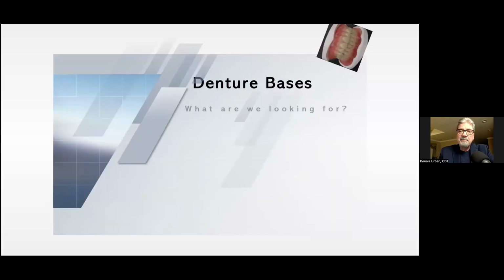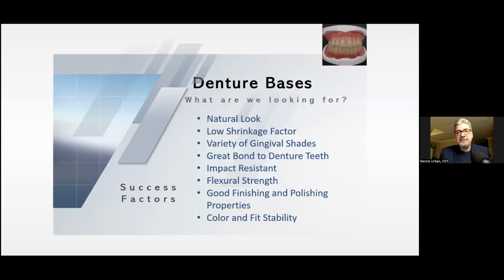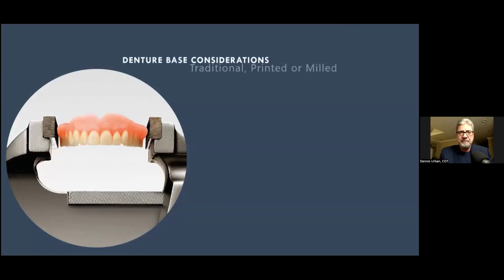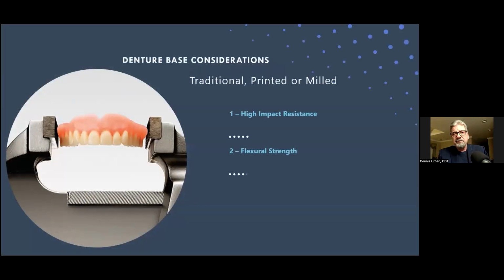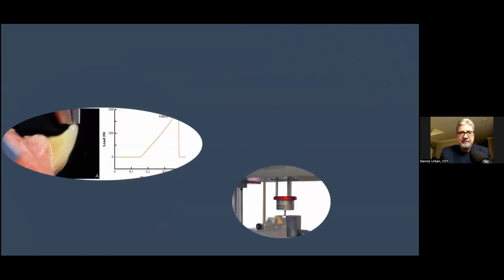So when we talk about denture processing, even with digital dentures, we want a natural look, a low shrinkage factor. We want flexural strength, color, fit, and stability, and a variety of gingival shades. So whether it's traditional, printed, or milled, we want high impact resistance and that flexural strength and natural looking shades like you see here. Right?